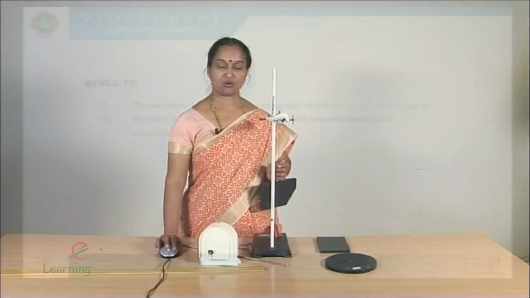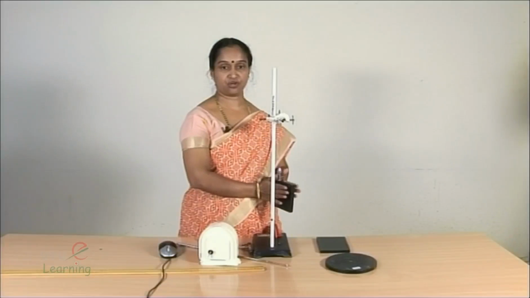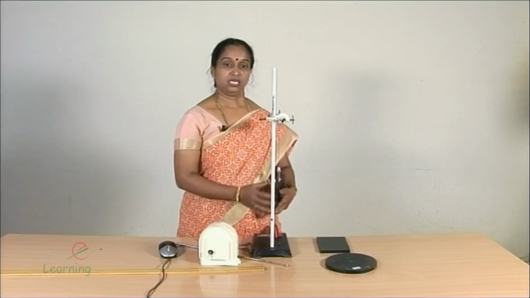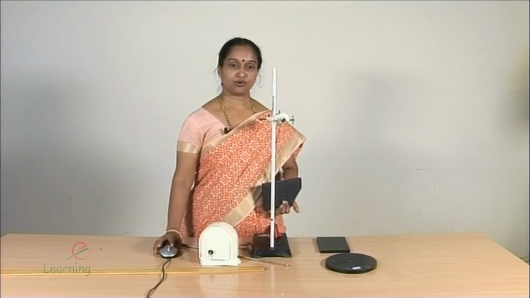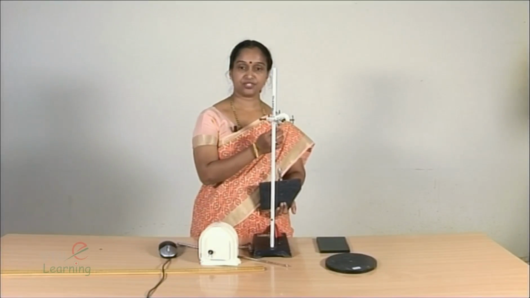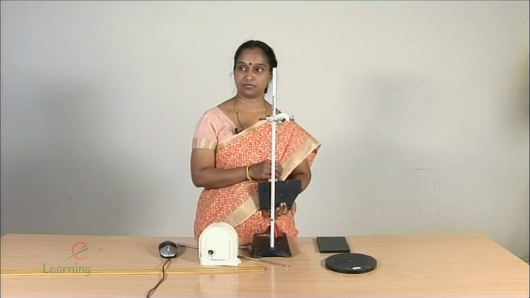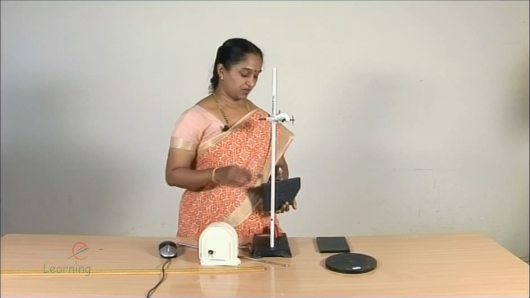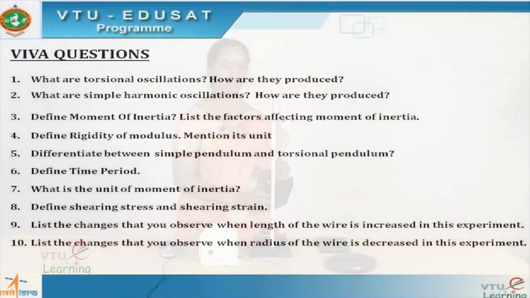So, the results of the experiment: depending on the size and shape of the irregular object, the moment of inertia will be obtained. Rigidity modulus comes around 7 to 8 into 10 to the power of 10 newton per meter square, as the material of the wire is steel. The probable viva questions for this experiment are as listed.